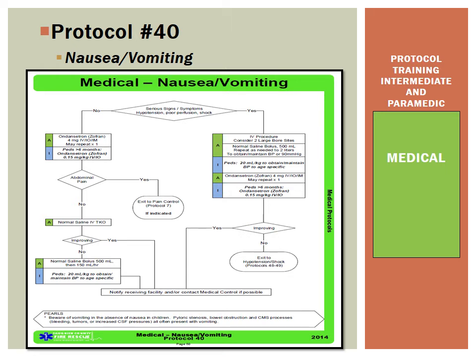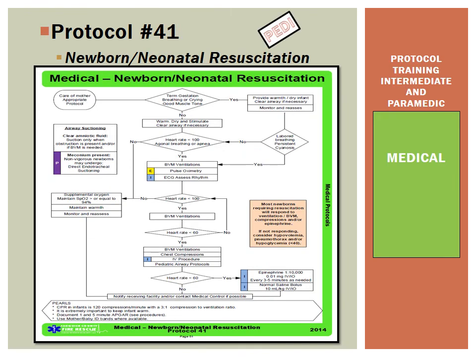And for the IMP level providers, the boluses will be 20 mLs per kilogram to obtain and maintain a BP that is age specific. Protocol 41 is our newborn neonatal resuscitation protocol, and this protocol basically mirrors the inverted pyramid of neonatal resuscitation. It also discusses airway suctioning to clear amniotic fluid and meconium aspiration for our paramedic providers, and we are going to cover meconium aspirators in the skills portion of this training.